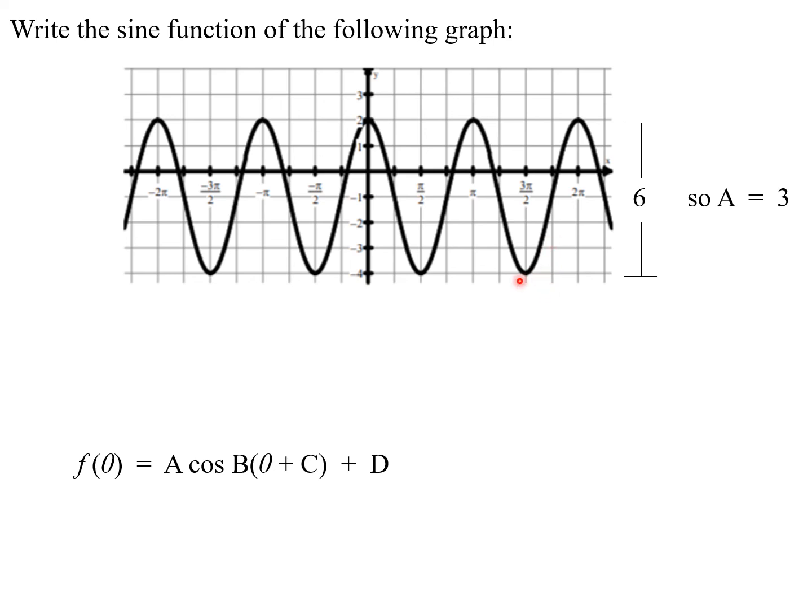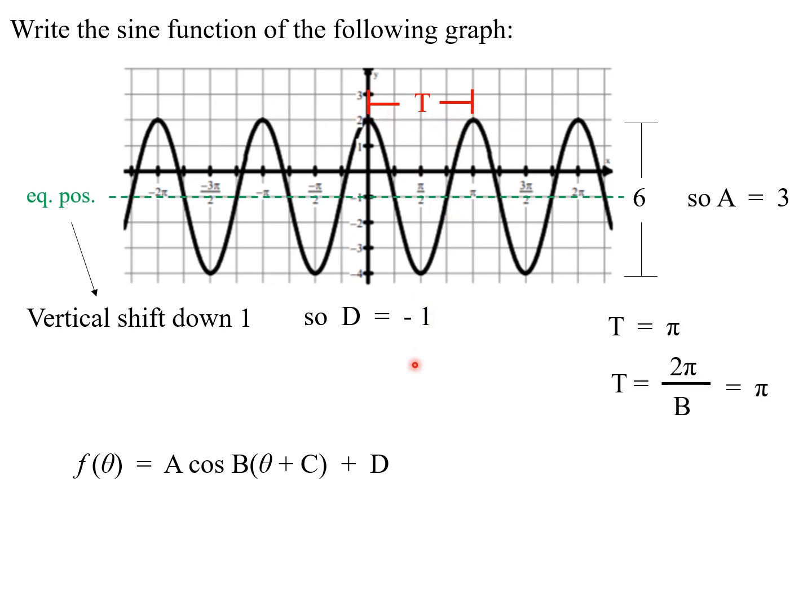And I noticed that halfway between the top and the bottom is right here, and that's the equilibrium position. And so that means that this whole graph has been shifted down 1, so D will be -1. Next thing I notice is that the difference from the top of the wave from here to here will be the period, and the period is equal to pi. It goes from 0 to pi. So I can set that equal to 2 pi over B, and that gives us a value for B of 2.